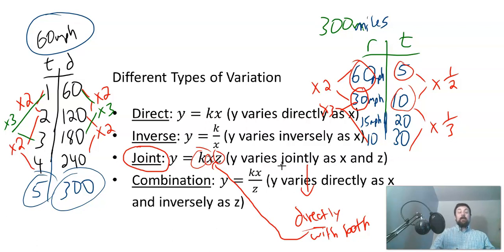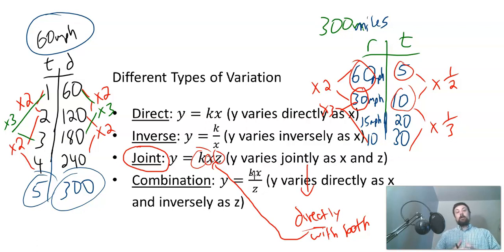And just remember that if it varies directly, you multiply it to k. If it varies inversely, you divide k by that variable. So here we have varies directly with x, so we multiply x to k. And inversely with z, so we divide k by z. So directly goes in the numerator, inversely goes in the denominator.